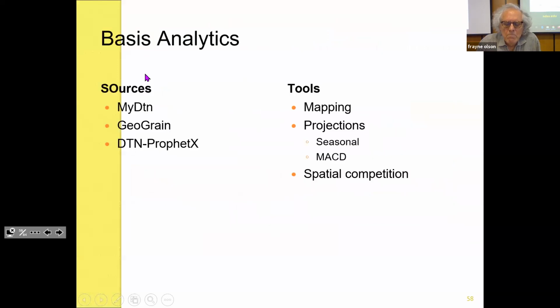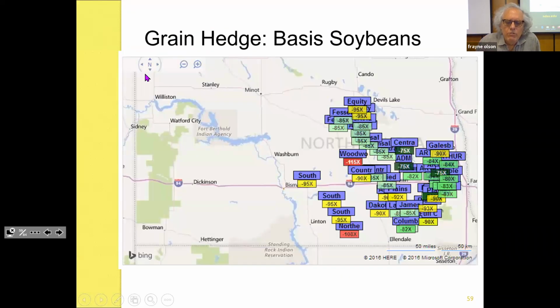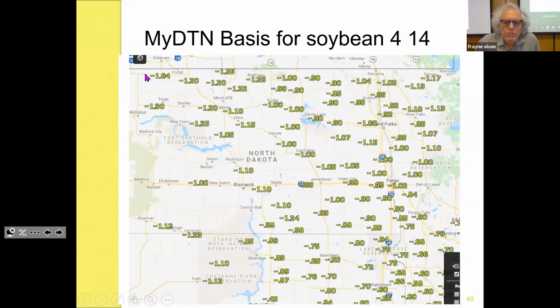Okay, so this is GeoGrain. I'll move on from that. This is my DTN. I discussed that last time. It's an easily accessible, very low-cost way to get access to geographic basis values.